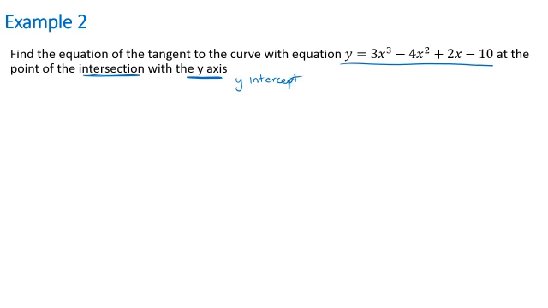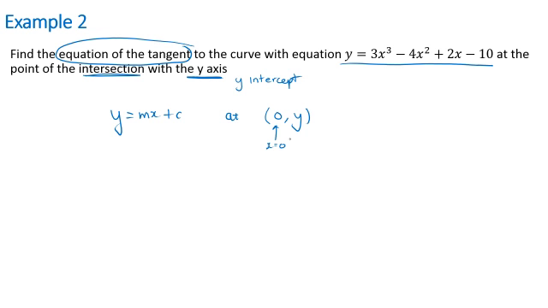So I'm really just trying to find the equation of my tangent, which is y equals mx plus c at x equals 0, because at the y-intercept, x equals 0. Okay, that's all that they're really telling you so far. So let's find out the derivative here.